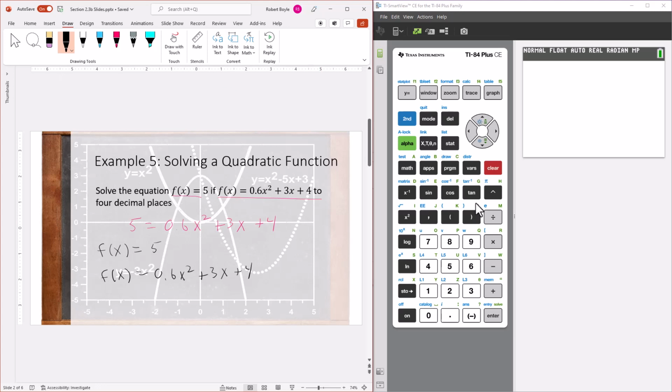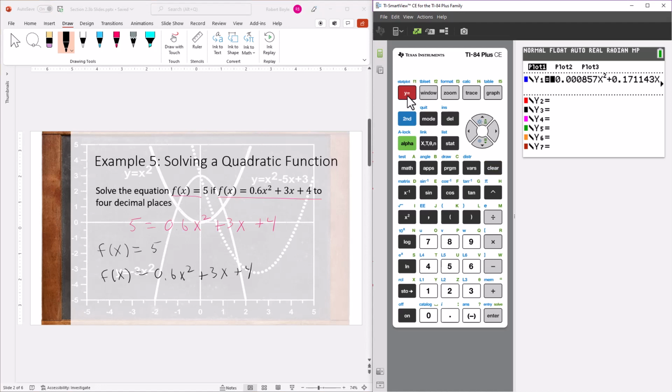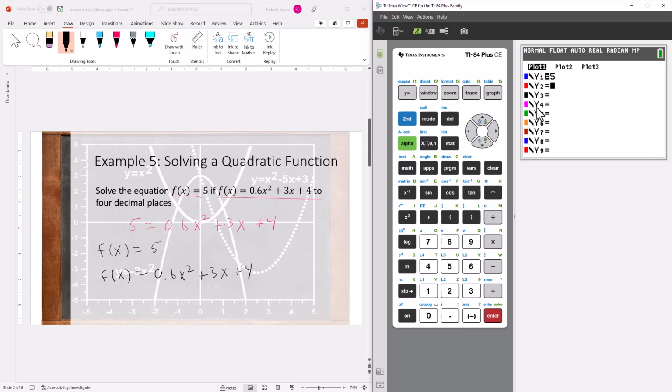And how will we do that? Well, the first thing is you want to come up here and you want to hit y equals. All right, there it is. And we don't really want that, so let's get rid of that. And what I'm going to do is I'm going to put in our first equation, which is y is equal to 5. Okay, I'm going to hit enter.